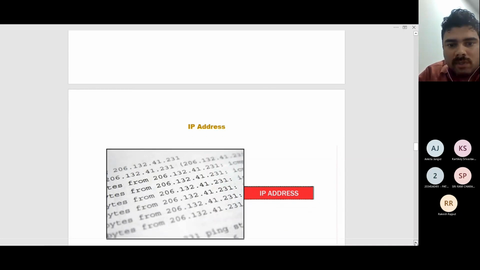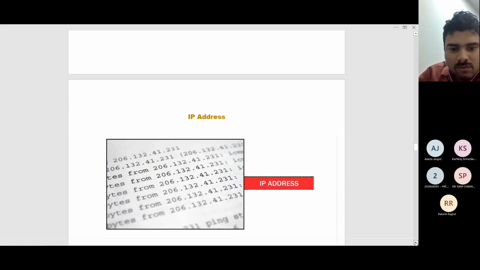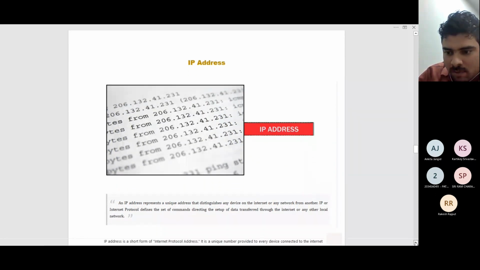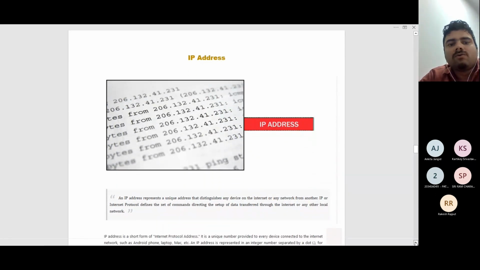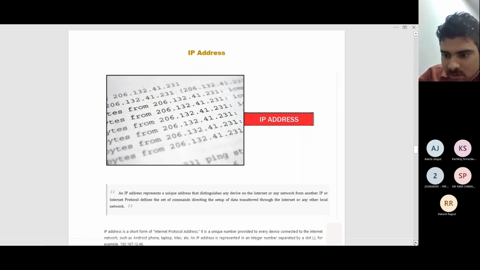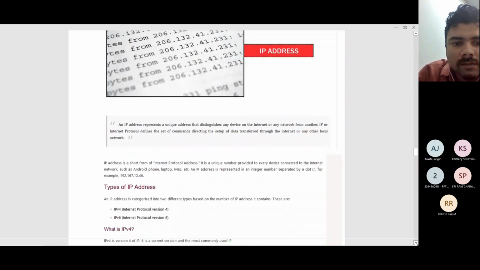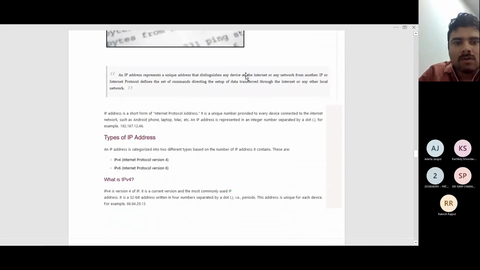So the next point is IP address. You have heard about IP address, you know about IP address, which is used in the internet industry. An IP address represents a unique address that distinguishes any device on the internet or any network from another.